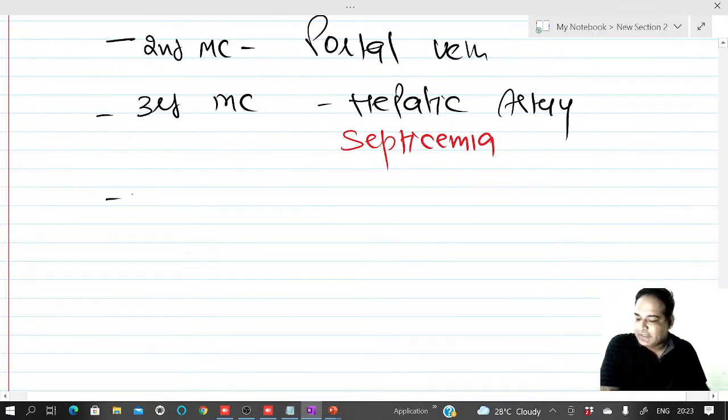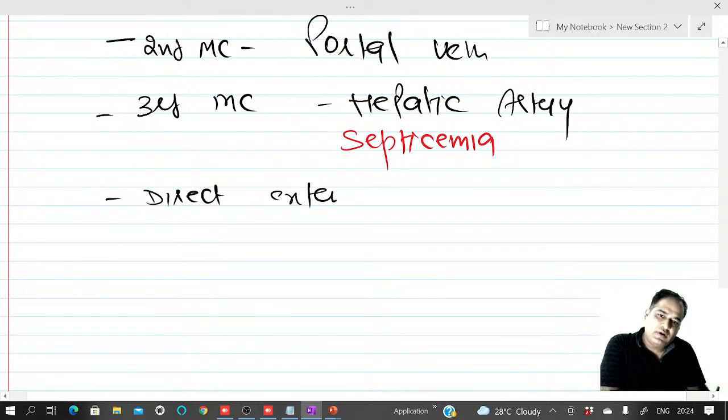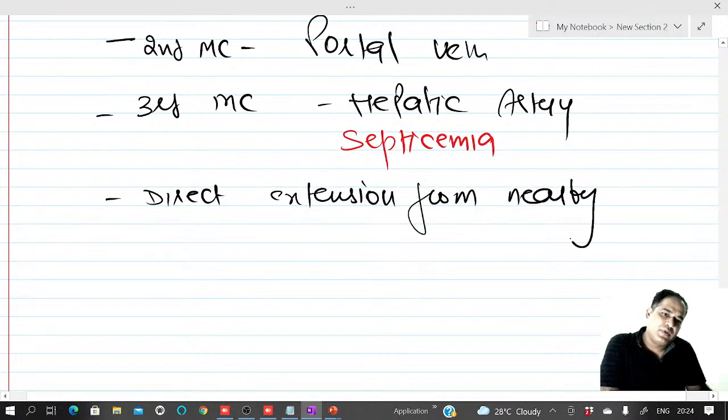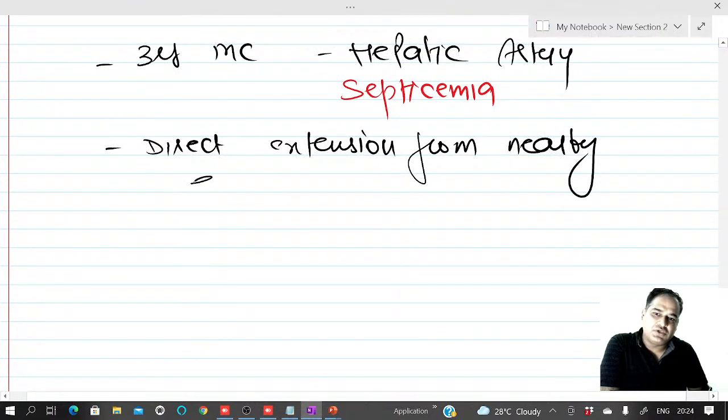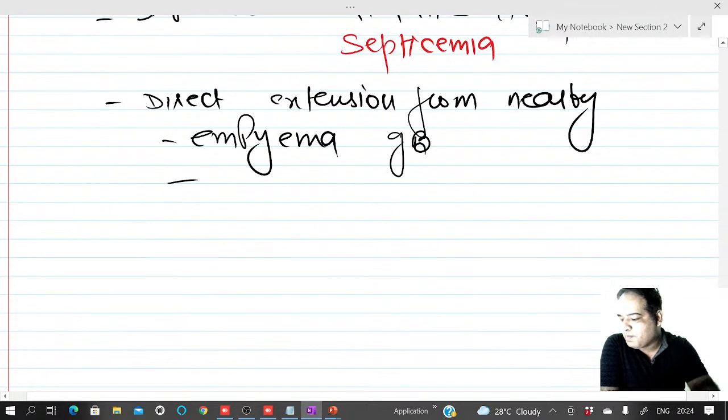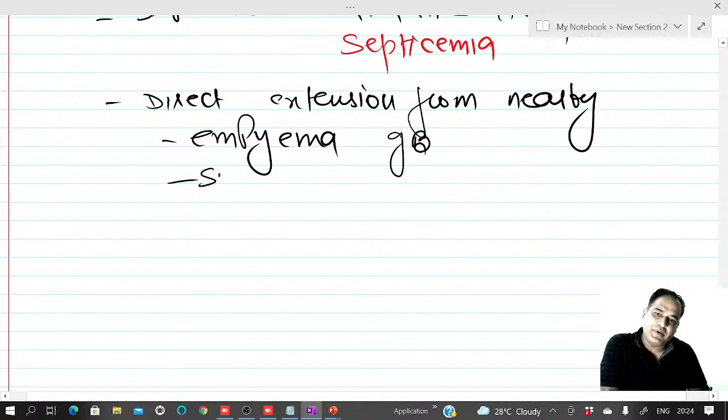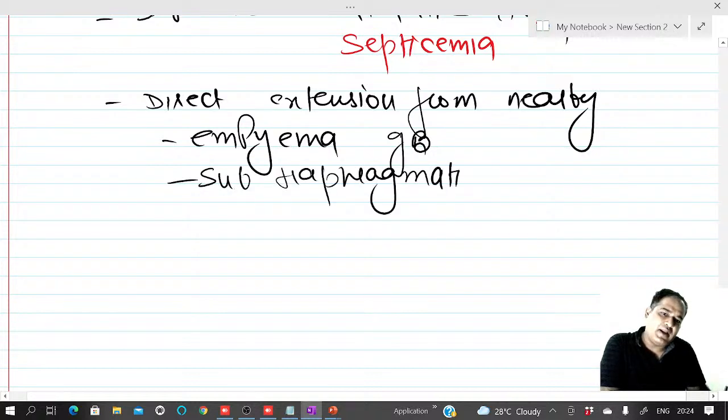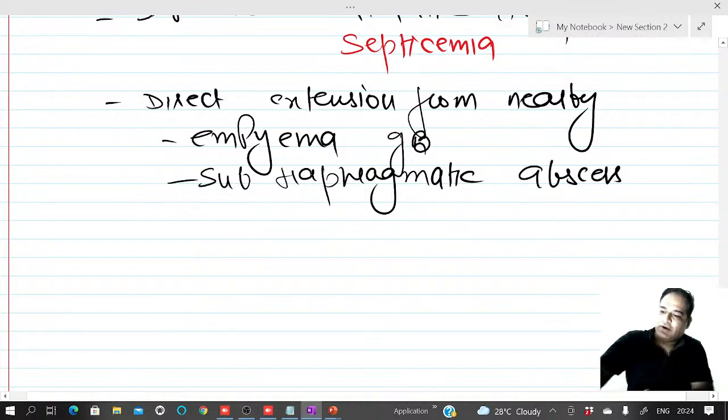Next, it may occur as direct extension from a nearby structure. For example, if your patient has empyema gallbladder, or subdiaphragmatic abscess. Remember Morrison's pouch, the hepatorenal fossa.